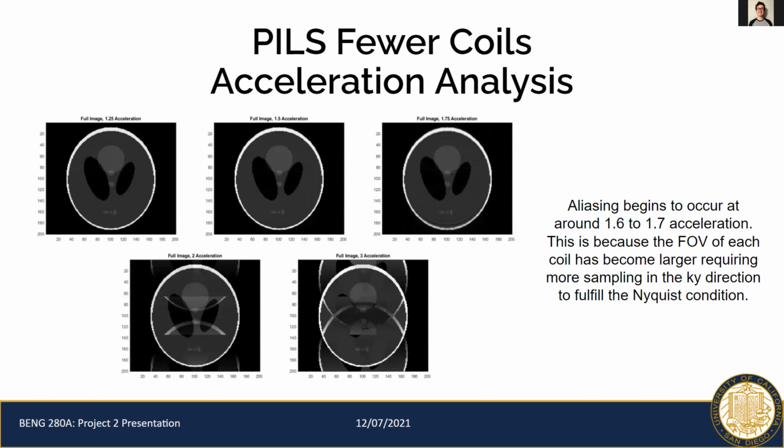Another acceleration analysis: you see that around 1.6 to 1.7, you start getting those ring artifacts emanating from the bounds of the coil sensitivity regions. Once again, like was explained, this is because of the larger field of view of these fewer coils.